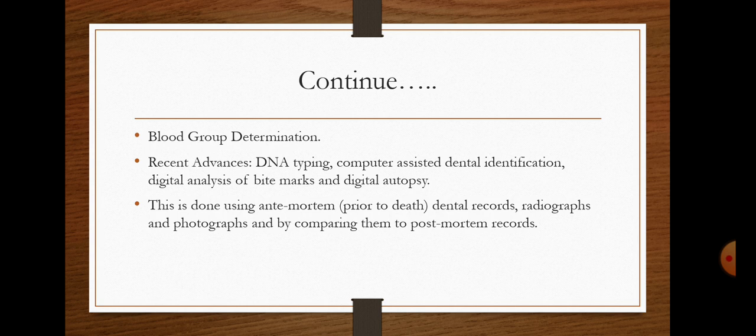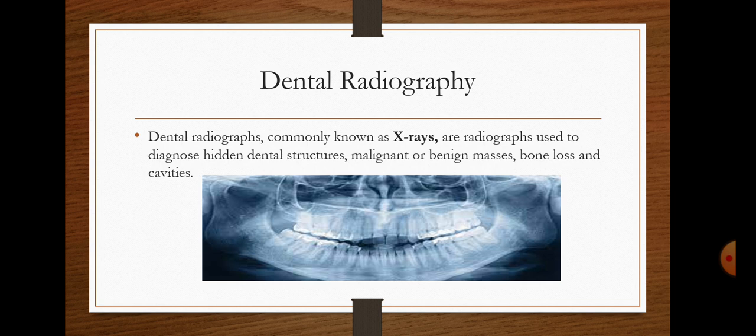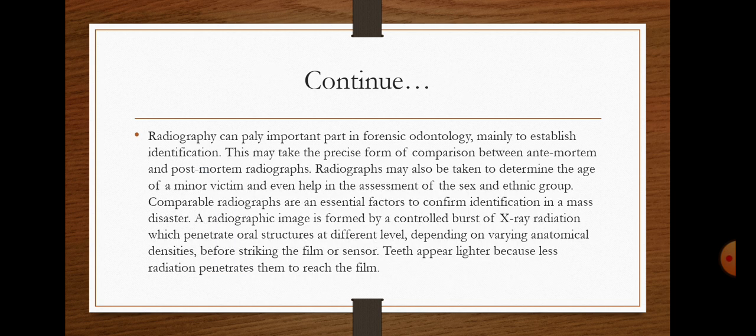This is done using ante-mortem dental records, radiographs, and photographs, and by comparing them to post-mortem records. Dental radiography. Dental radiographs, commonly known as X-rays, are used to diagnose hidden dental structures, malignant or benign masses, bone loss, and cavities. Radiography can play an important part in forensic odontology, mainly to establish identification. This may take the precise form of comparison between antemortem and postmortem radiographs. Radiographs may also be taken to determine the age of a minor victim and even help in the assessment of sex and ethnic group.